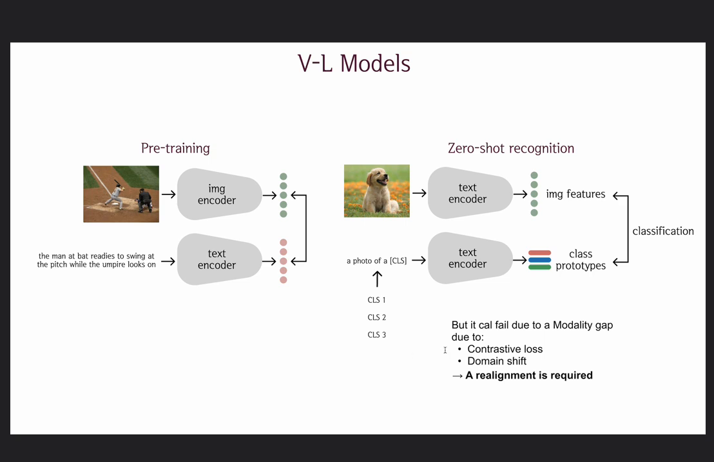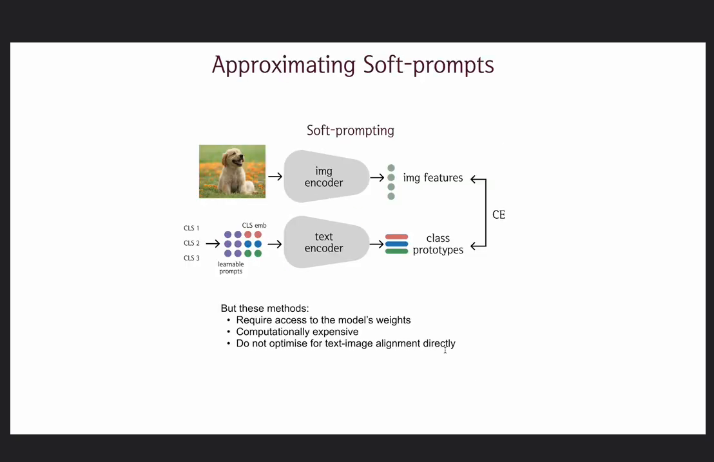But the problem with this zero-shot recognition is that we still have a modality gap even after pre-training, which is generally due to the construction of the pre-training loss itself and the possible domain shift, where we have a shift between the test and training distributions. So in order to get good recognition results, we need a realignment step.